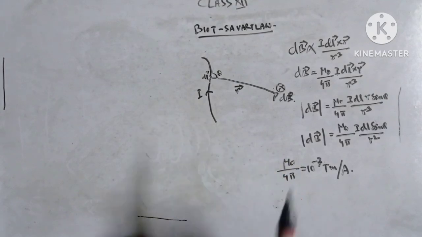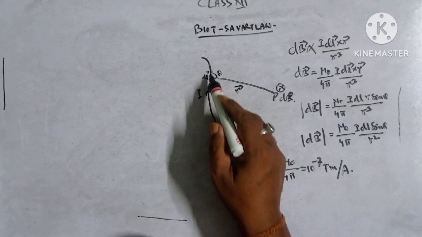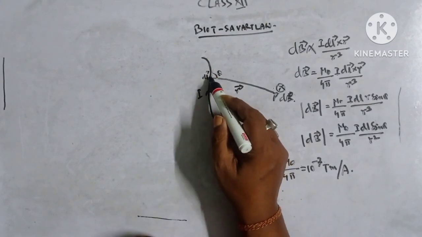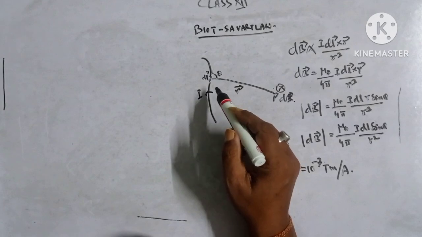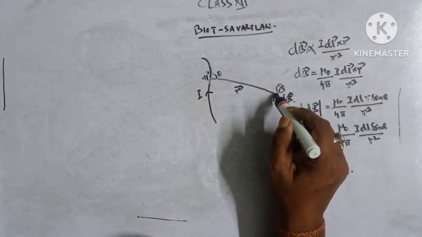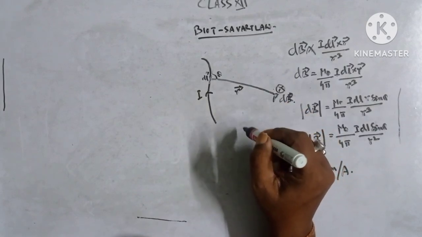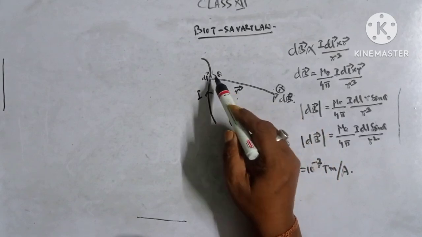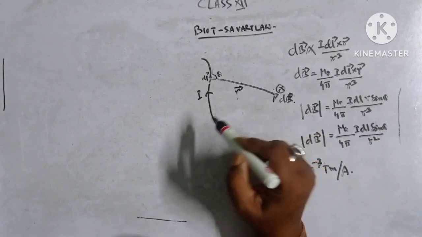Here you see a current is flowing through the conductor, and now we are taking a small element dl, and we want to know what is the magnetic field at P, and this is the displacement vector. Your r is the displacement vector and theta is the angle between dl and r.